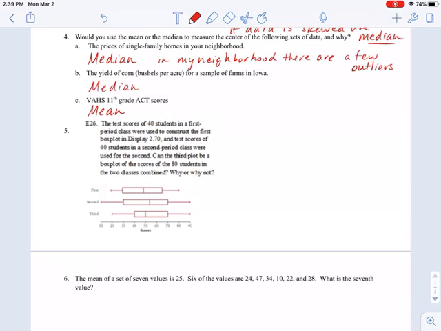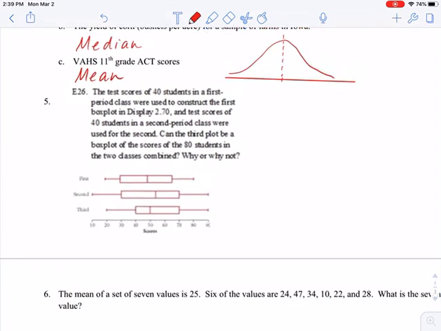ACT scores. This is designed not to be skewed. Standardized test scores are designed to be normally distributed, and in general they are. So it actually doesn't matter if you use the mean or the median because it should be the same number.